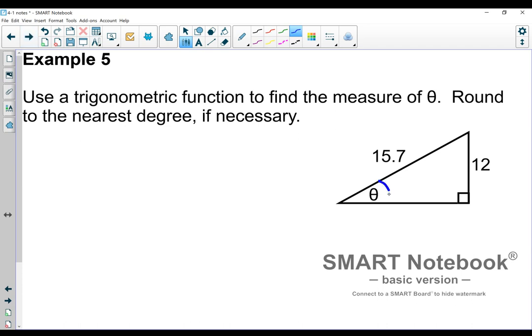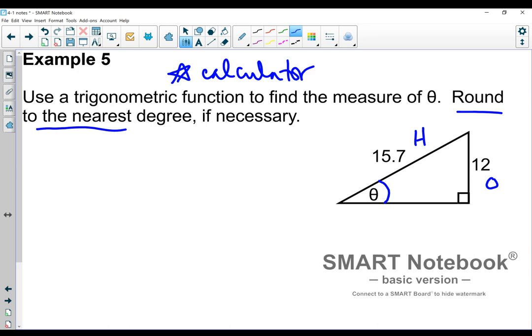So here is my angle. I have my opposite leg and I have my hypotenuse. Remember, hypotenuse is always across from the right angle. I don't have my adjacent leg. So because I have my opposite and my hypotenuse, I'm going to use sine. And this time I don't know my angle. It also says round to the nearest degree, which is telling me calculator. Because sometimes you're going to get a 30, 60, 90 triangle, right? We have to kind of watch for those. But this says use a calculator.